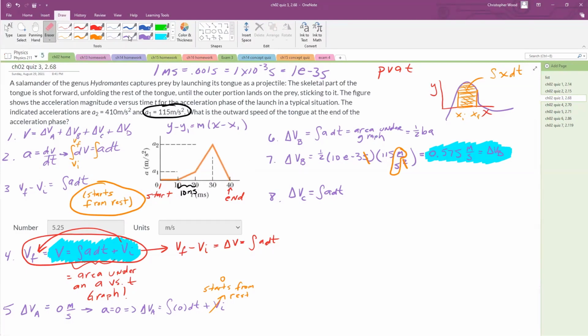Here's segment C, and to me, this looks like a trapezoid. I know how to deal with trapezoids because you're going to be given a table of equations on exam 1, so you don't have to worry about memorizing equations like this.